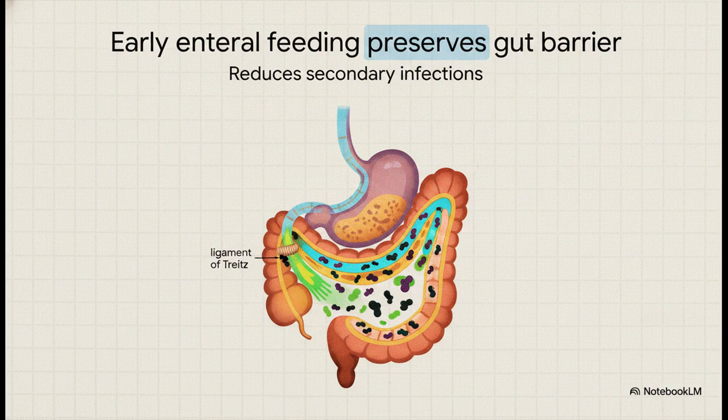Initiating early enteral nutrition via that nasojejunal tube is super smart because it preserves the gut mucosal barrier and actively downregulates bacterial translocation from the colon. The pearl: early nasojejunal enteral feeding significantly reduces secondary infection in necrotic tissue.